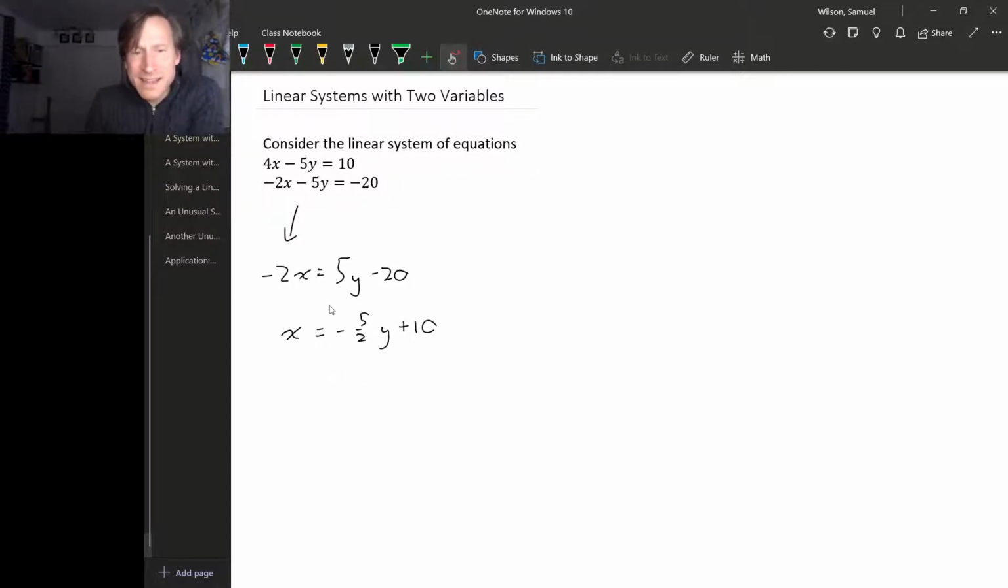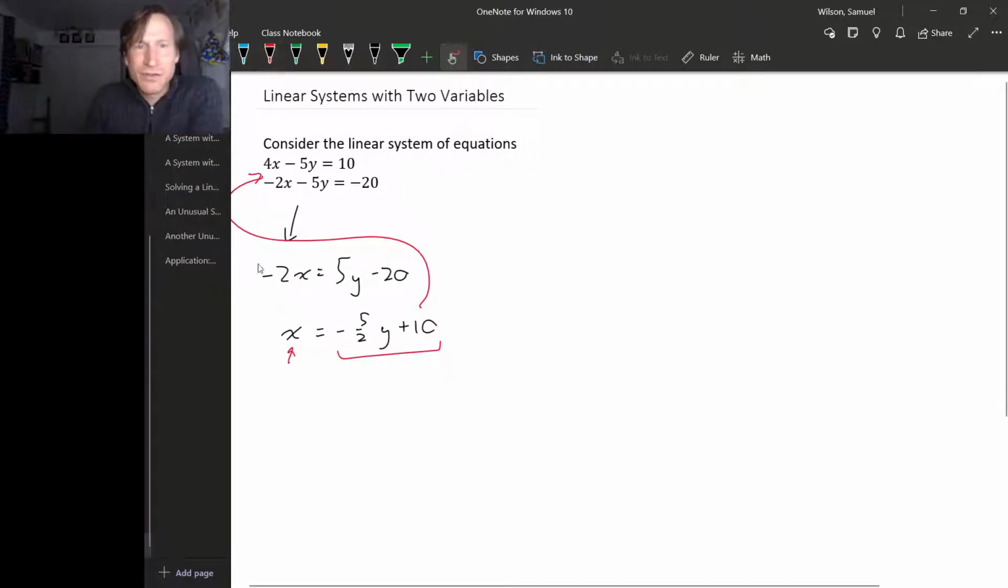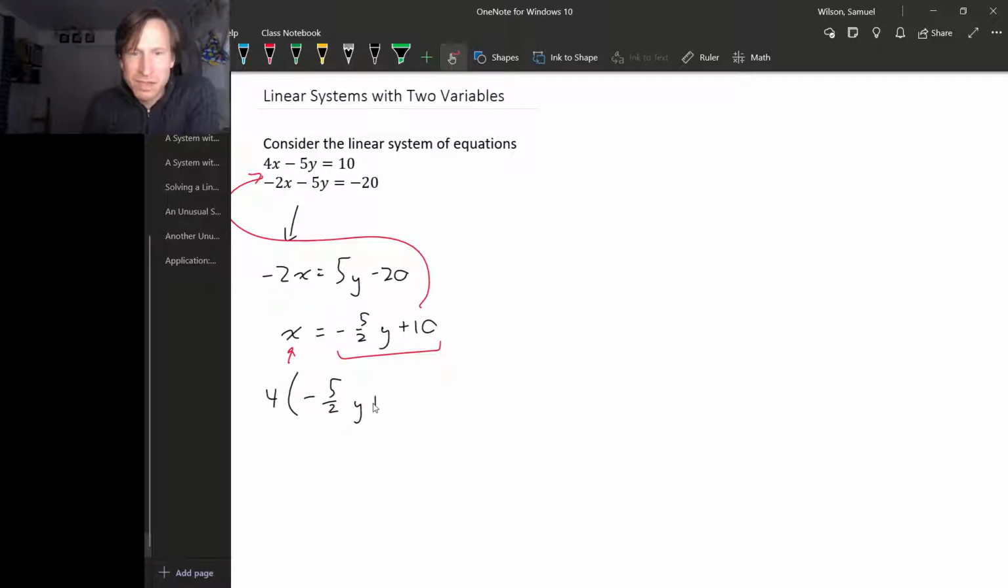And then we've solved for one of the variables. So take that expression and put it into the other equation for the variable that you just solved for. So we get 4 times x, but x is minus 5 halves y plus 10, minus 5y equals 10. Okay, and now the resulting equation here only has a single variable in it, y, so we can solve for y. So multiply this out.